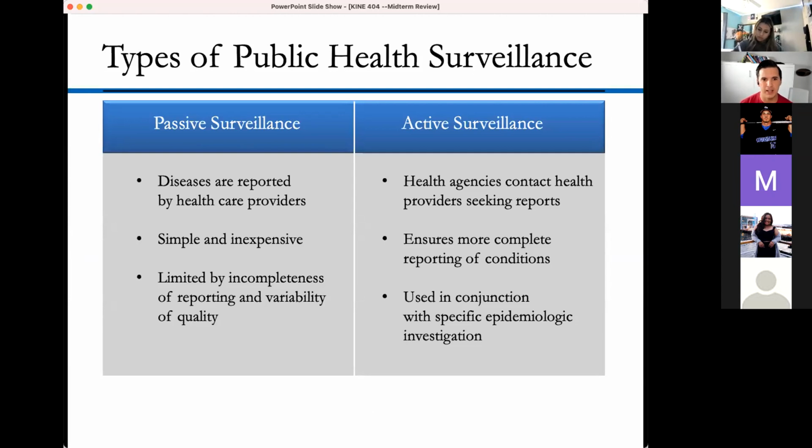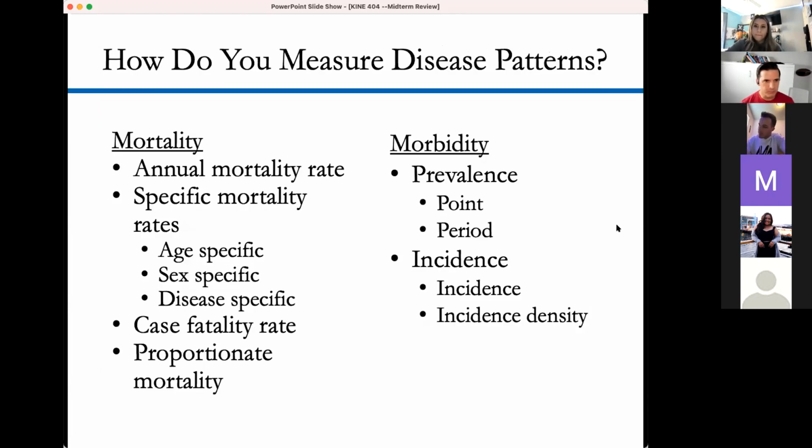So active surveillance being that there are actually health agencies who are actively contacting people and health organizations to get cases of disease. Passive being that people are just reporting, by healthcare providers, and that there's no active collection of that data. And then of course, we talked about all of the different measures of morbidity and mortality. And this was week number 4, I believe, in the class, where we have these 4 measures of mortality: annual mortality rate, specific mortality rates, case fatality, and proportionate mortality.